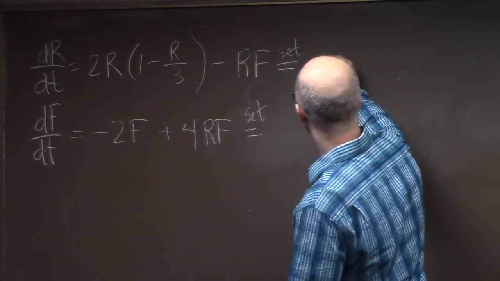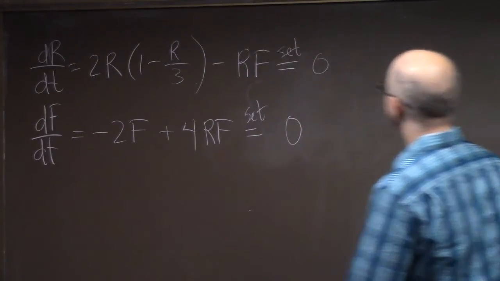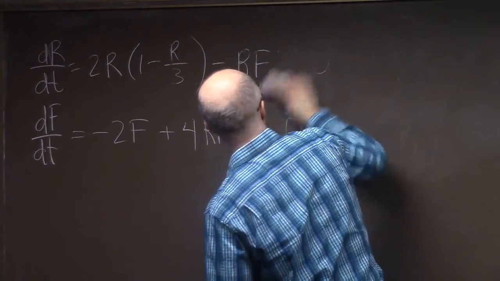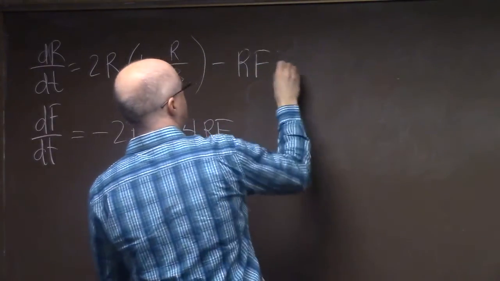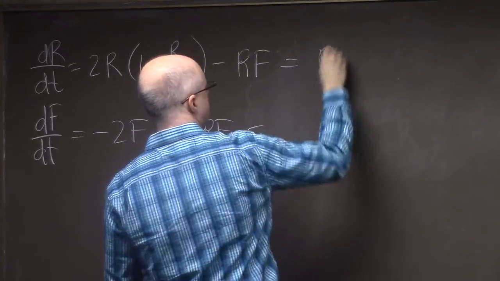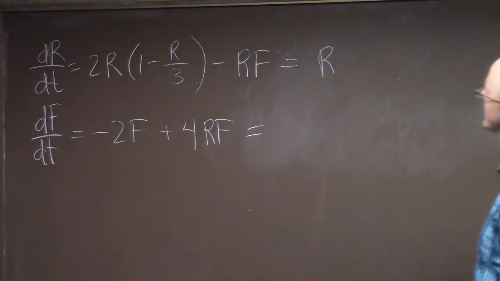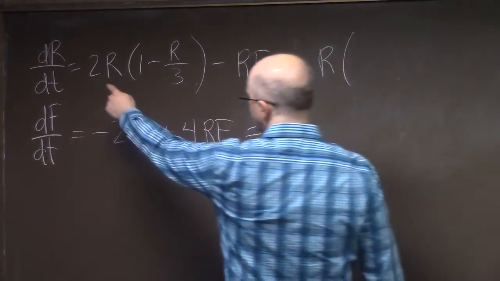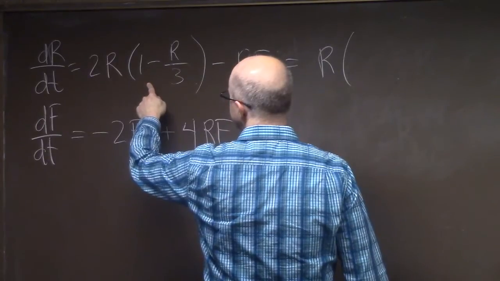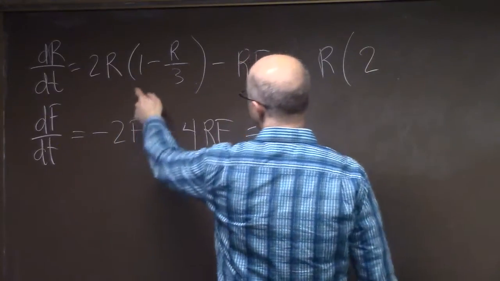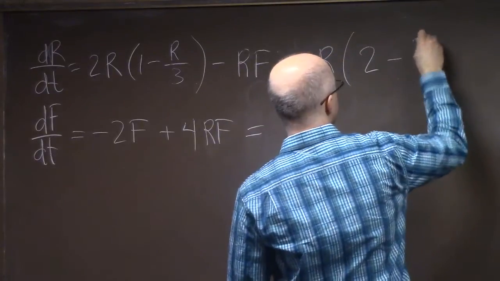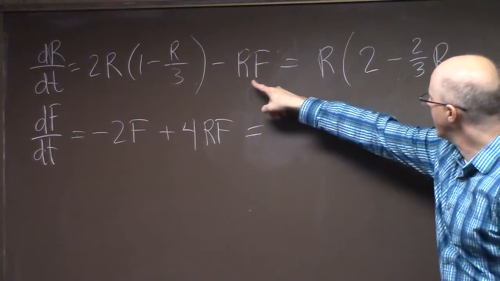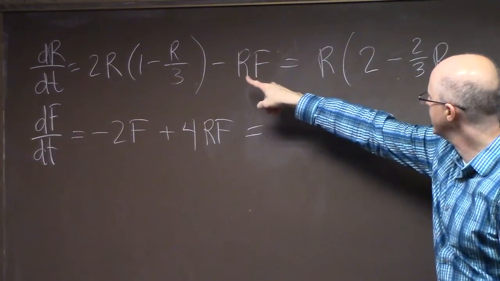You want to set both of these equal to 0 and solve for R and F. Let me do the setting after I factor. If you can, you want to factor to help you solve it. There's an R term in both of those terms in the dR/dt equation. So that can be factored out. What's left over, you go ahead and distribute the 2 through the parentheses here. You have 2 times 1 is 2, and 2 times negative R over 3 is minus 2/3 R. And then with the next thing, you've got an R term there. What's left over after factoring is a negative F, like that.